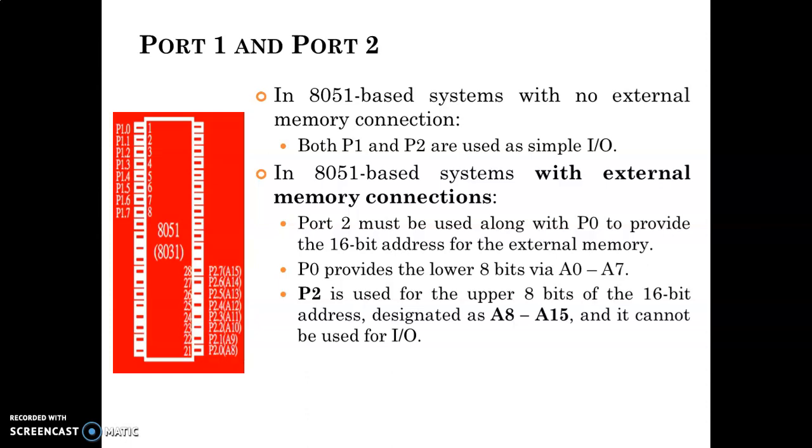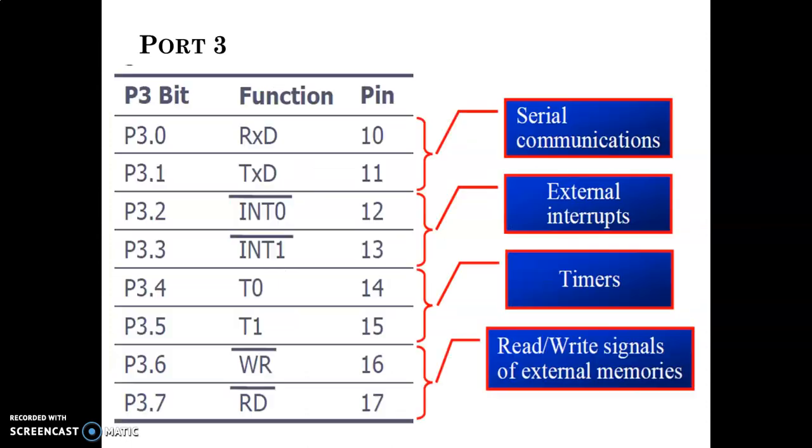Port 0 provides the lower 8 bits, address 0 to address 7. Port 2 is used for the upper 8 bits of the 16-bit address, designated as higher order address lines A8 to A15, and it cannot be used for IO, input output.